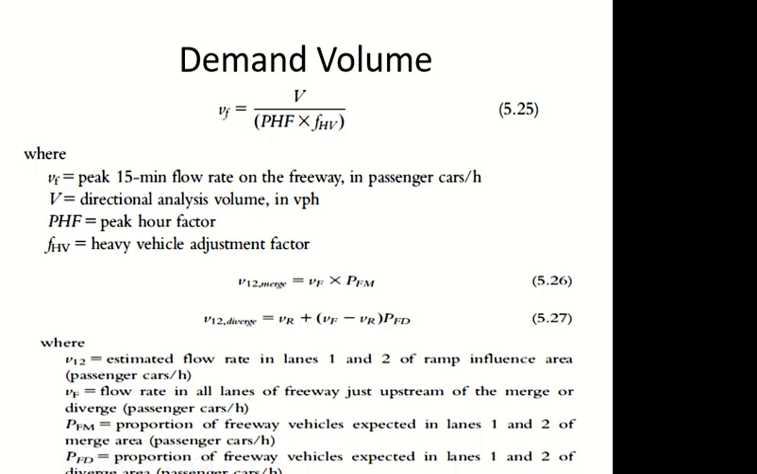do this step. Again, you have to look whether you have a merge section or diverge section. If you have a merge section, then this is what you do. If you have a diverge section, this is what you will do. So VF is coming from here in both the equations. VR is the flow rate on the ramp, and this is only required for diverge section.